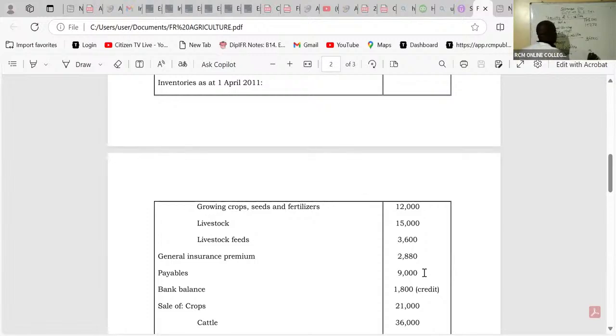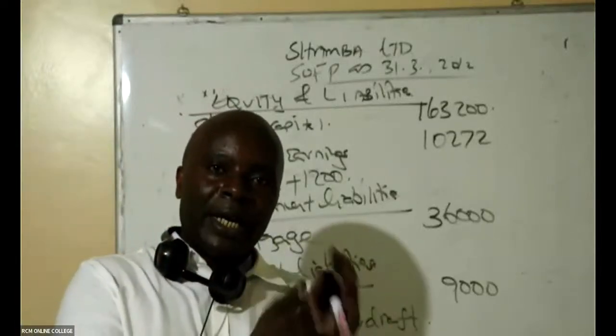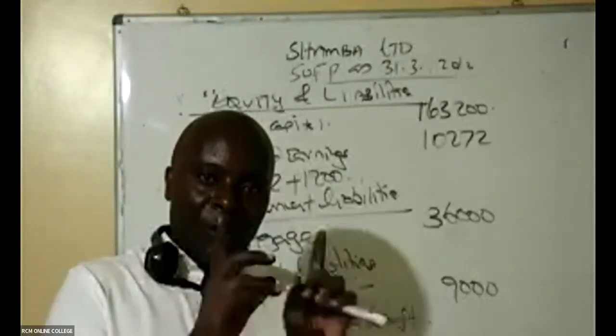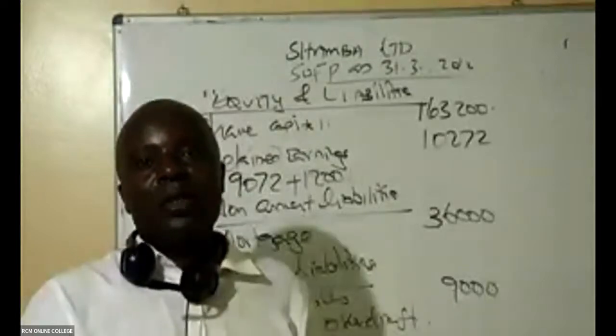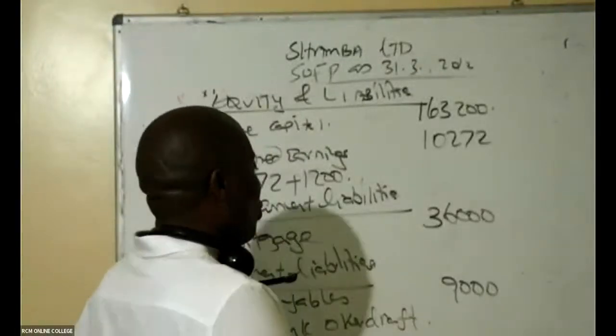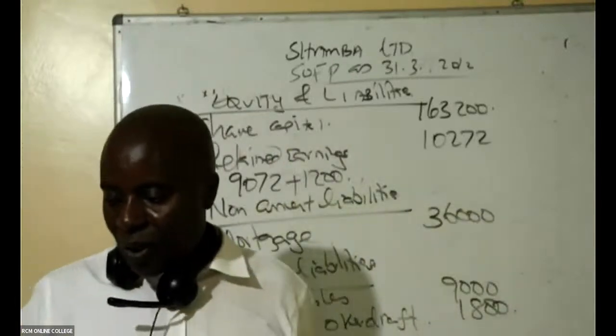And then there is something that very few students will be able to see, that we have a bank overdraft. Why am I saying it's a bank overdraft? Look at this. Bank balance, and it's on credit. Remember, ladies and gentlemen, whenever a bank balance is positive, it should be an asset, and assets are supposed to be on debit. But whenever the bank balance is on the credit, that's an overdraft. So we have a bank overdraft of 1,800.